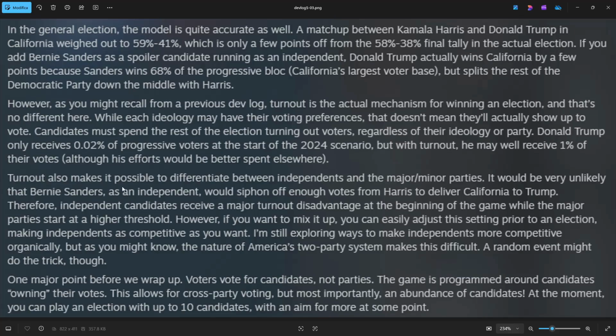Turnout also makes it possible to differentiate between independents and the major parties. It would be very unlikely that Bernie Sanders, as an independent, would siphon off enough votes from Kamala Harris to deliver California to Trump. Therefore, independent candidates receive a major turnout disadvantage at the beginning of the game, while the major parties start at a higher threshold. However, if you want to mix it up, you can easily adjust this setting prior to an election, and make independents as competitive as you want.